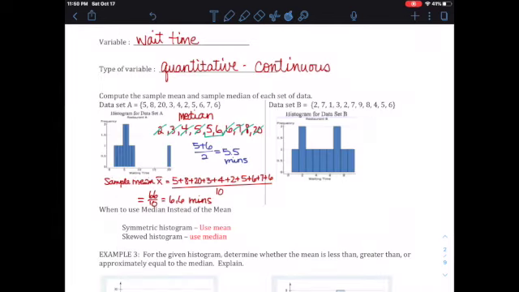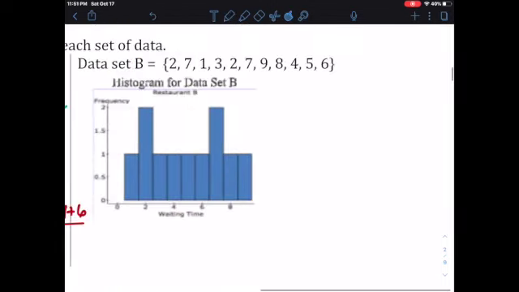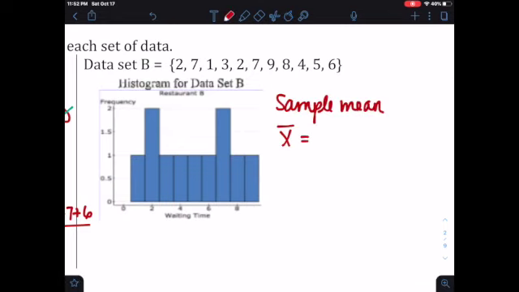Now, data set B. Please pause it. The answer for data set B is that the sample mean is around 4.9, and the median is equal to 5.